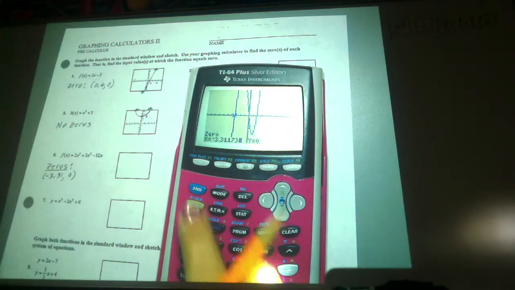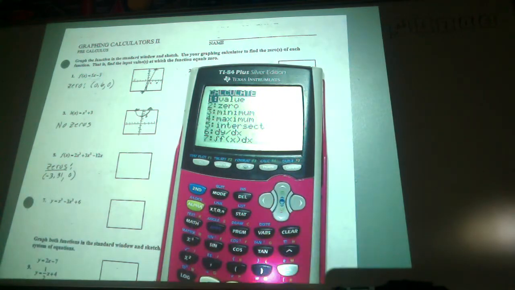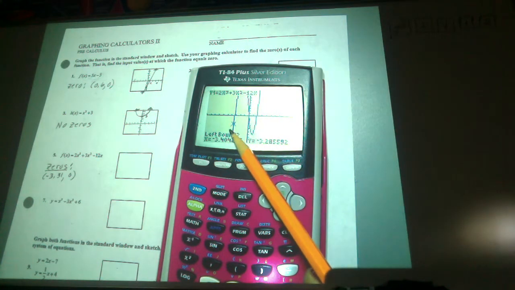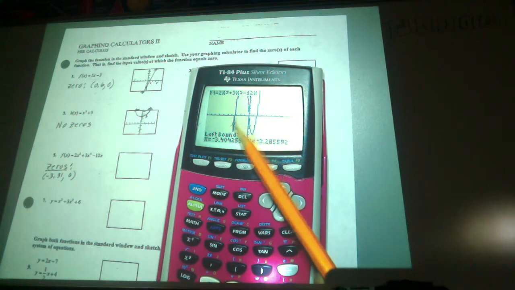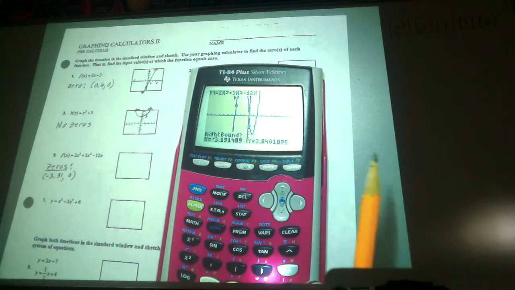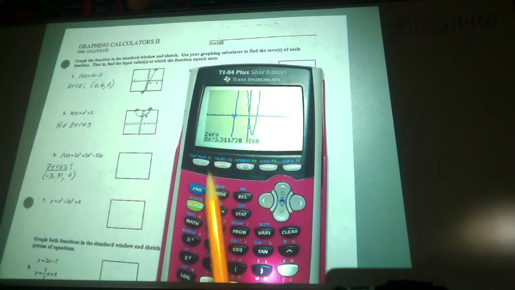I'll do it again. So second calc, hit 2 for zero, and you want to scroll until you are below the x-axis at this point. And then it's looking for left, so hit enter. Then it wants right down, so you have to scroll until you're up. Hit enter, and then hit enter one more time. And now you should have it.